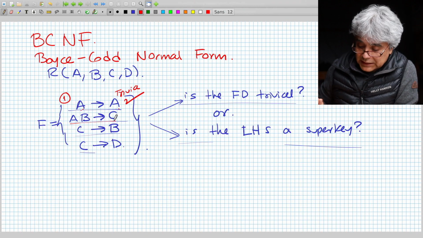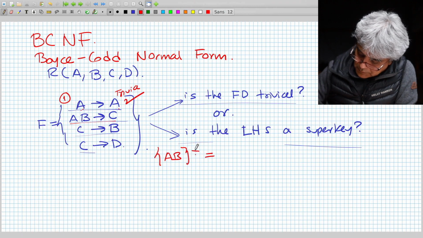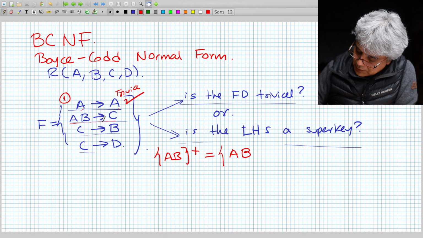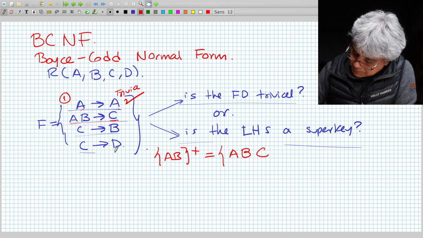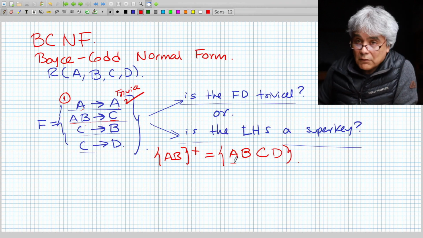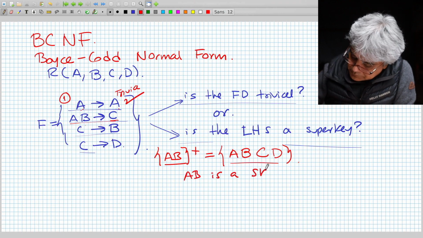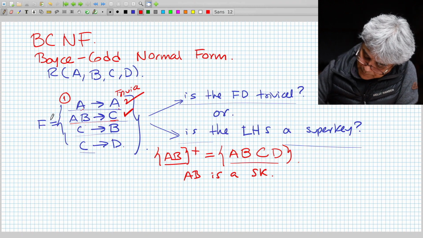So how do we know if the left-hand side is a superkey? What we do is we compute the closure using all the functional dependencies. So we start with AB, and then once we have B, we add C via this functional dependency. Once we have C, we add D. Voila, we have all of the attributes. That means that AB is a superkey. So great. That also passes, because AB is a superkey.